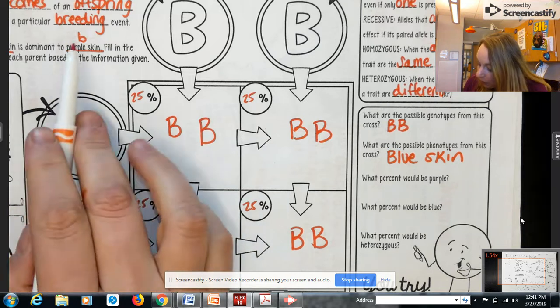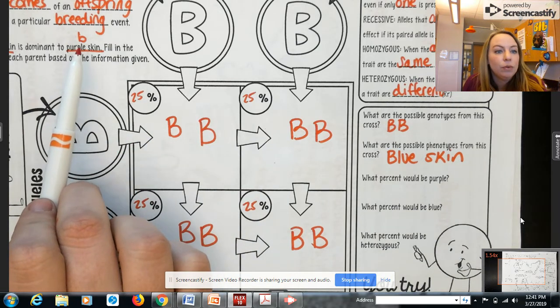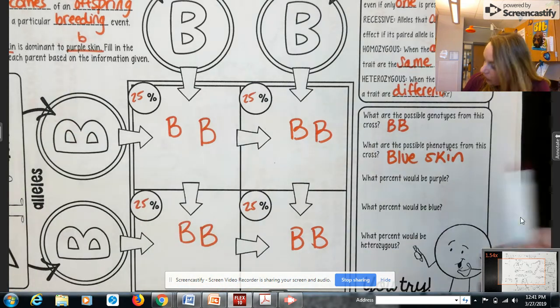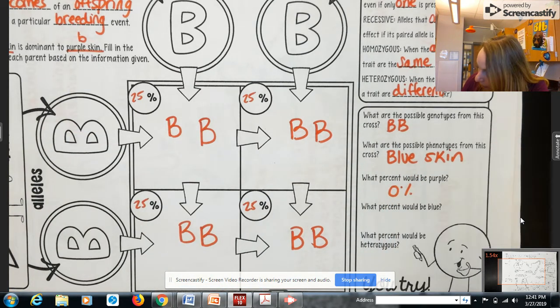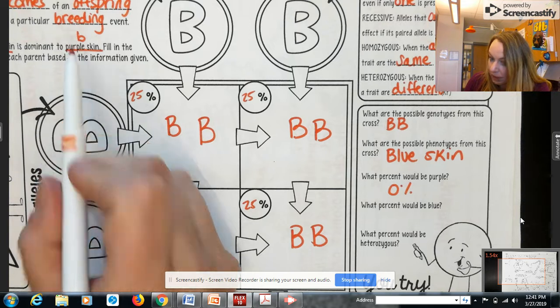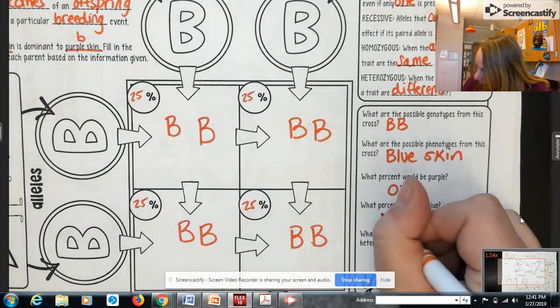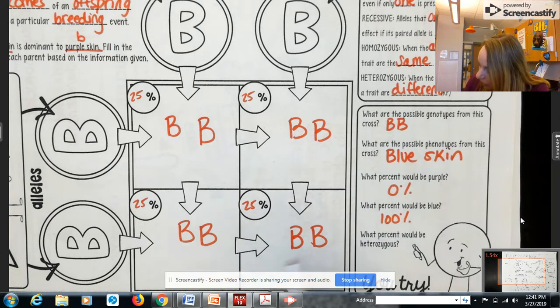What percent would be purple? Well, you would need 2 recessive alleles to have any purple organisms, and we didn't have any. So we would actually have 0% purple because we had no little b, little b. What percent would be blue? 100%, because all of them had at least one dominant allele.